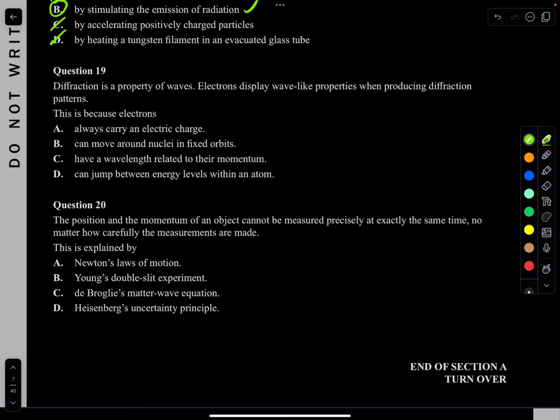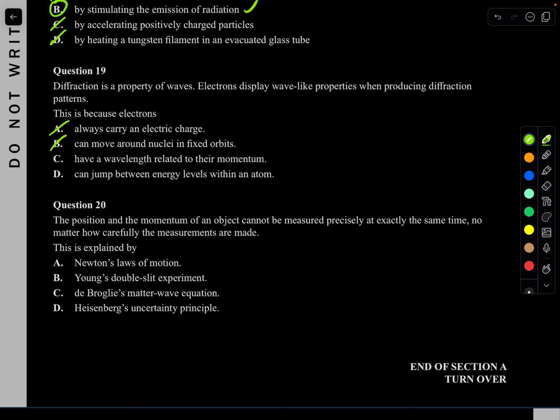19. Diffraction is a property of waves. Electrons display wave-like properties when producing diffraction patterns. That's why, when electrons display diffraction patterns, that's proof that electrons can behave as waves. A: this is because electrons always carry an electrical charge. Nope, that does not explain the diffraction. B: can move around a nucleus in fixed orbits. That's explaining quantization. It's not really explaining why there's a diffraction pattern, so nope.